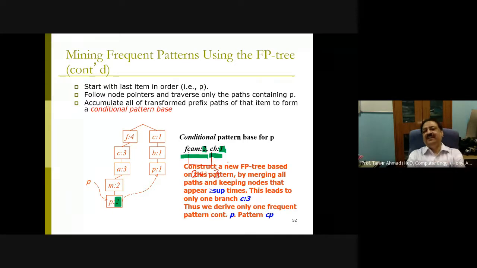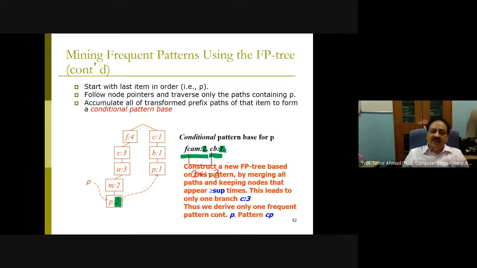Now let us try to find this. You are going to construct a new FP tree based on this pattern by merging all paths and keeping nodes that appear greater than or equal to support times. This leads to only one branch C3. Thus we derive one pattern CP over here. Now why has FP not come? Because FP का count जो है 2 आएगा.